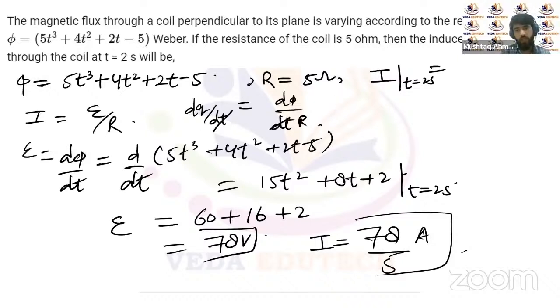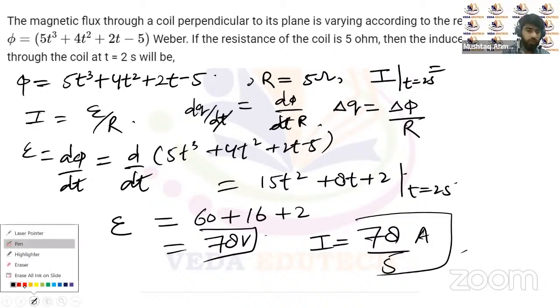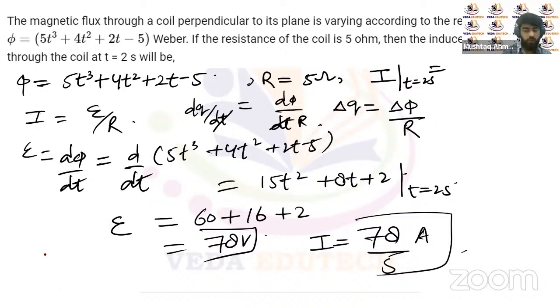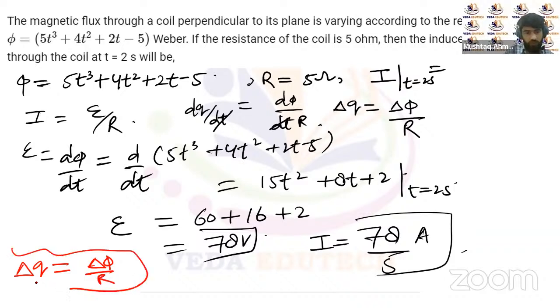So if we integrate it on both sides, between any two times, let's suppose between t1 and t2, the flux is phi1 and phi2. The total charge flown will be delta phi, the change in flux, upon the resistance. It's a very important equation to calculate the total charge flown due to the induced EMF. So the total charge flown is always equal to the change in flux upon the resistance.